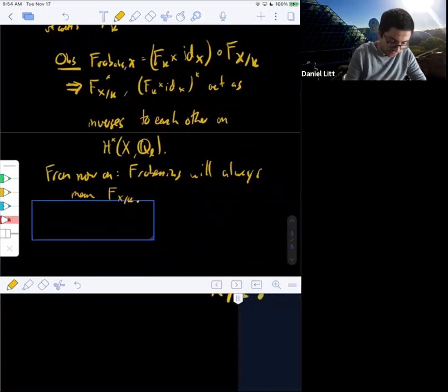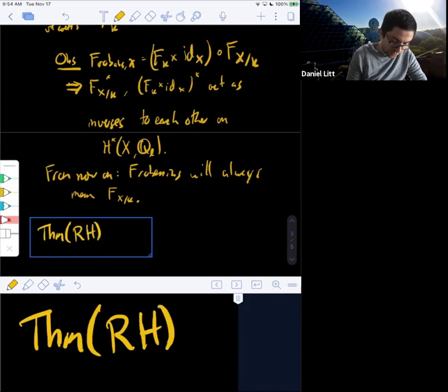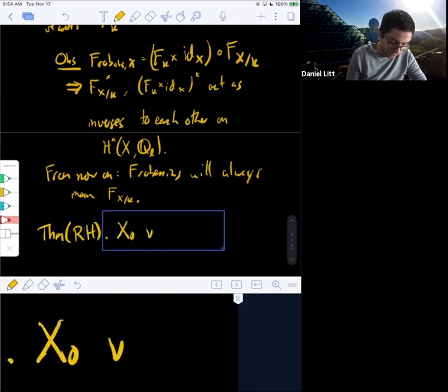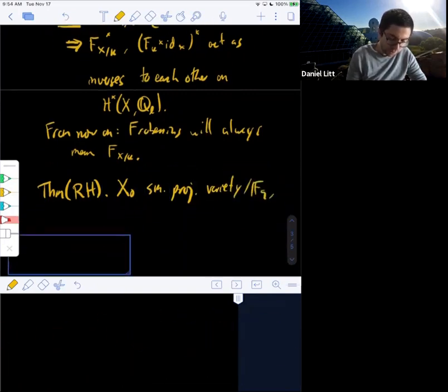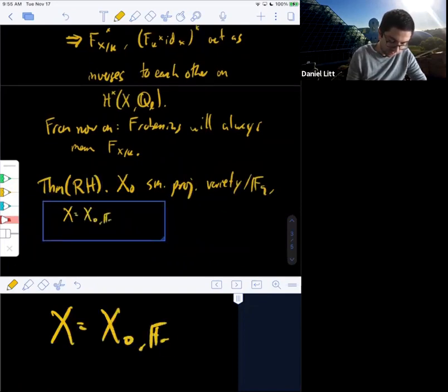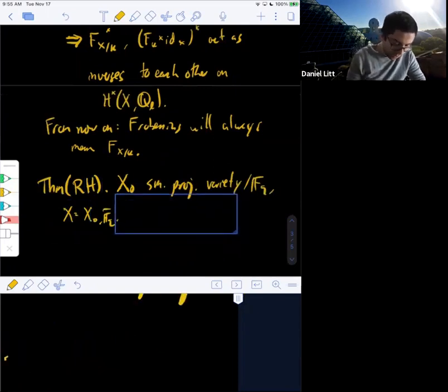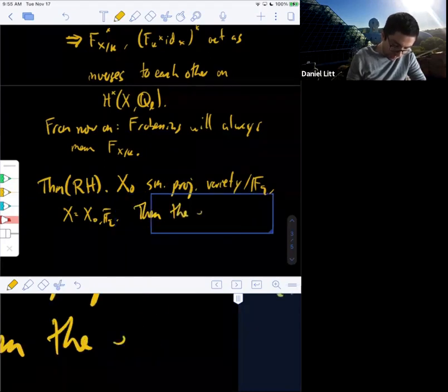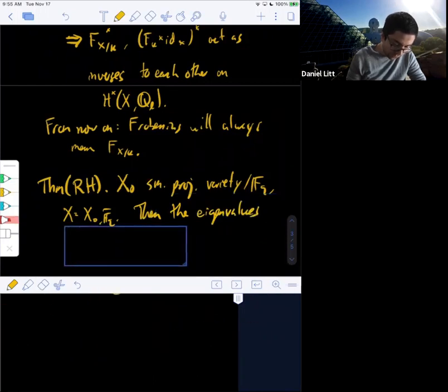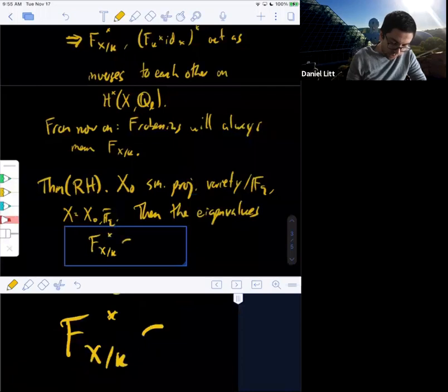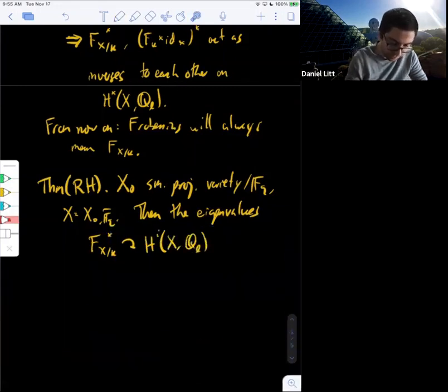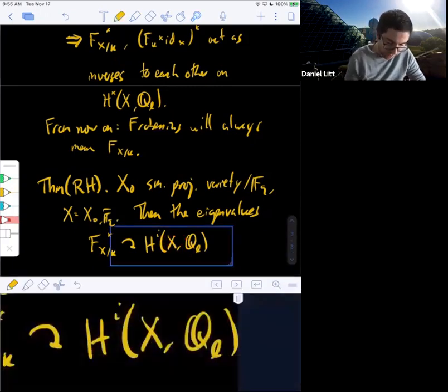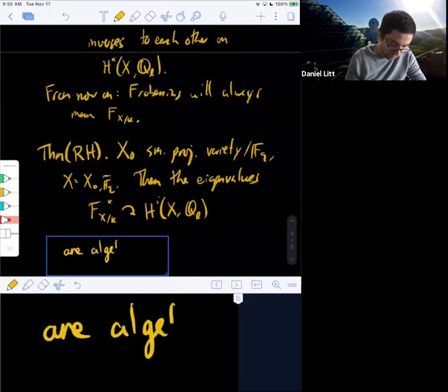Okay, so with that in hand, let me now state the Riemann hypothesis. The theorem, our goal, which is the Riemann hypothesis: X_0 will be a smooth projective variety over a finite field F_q, and X will be its base change to F_q bar. Then the theorem is as follows. The eigenvalues of the relative Frobenius F_{X/k} acting on the étale cohomology, and here note this is the cohomology of a variety base changed to F_q bar, so this is a variety over an algebraically closed field, are algebraic numbers, really algebraic integers.